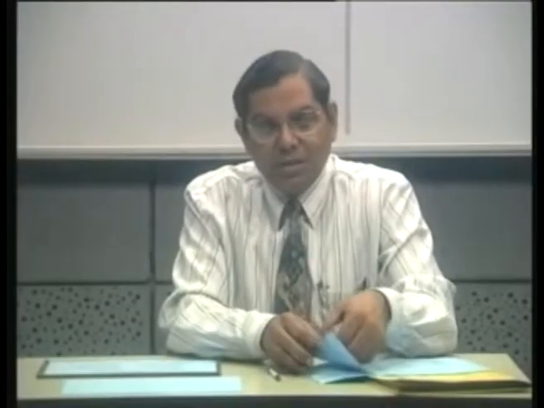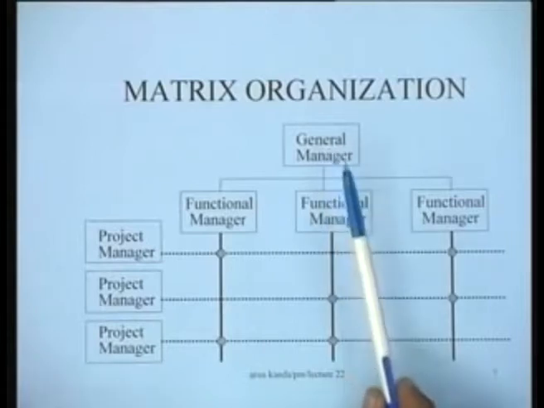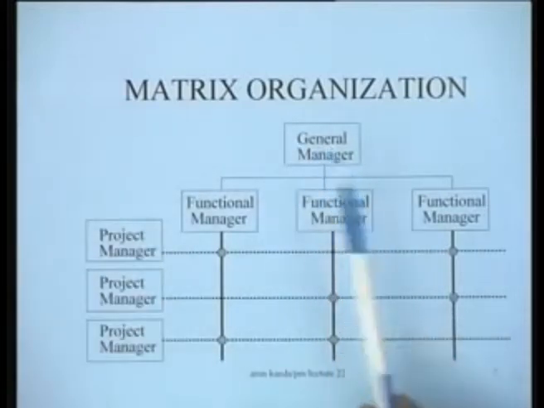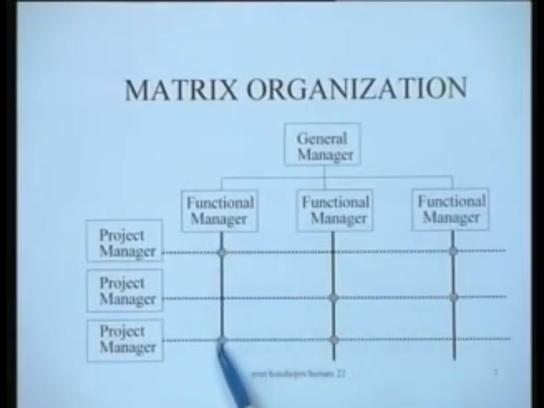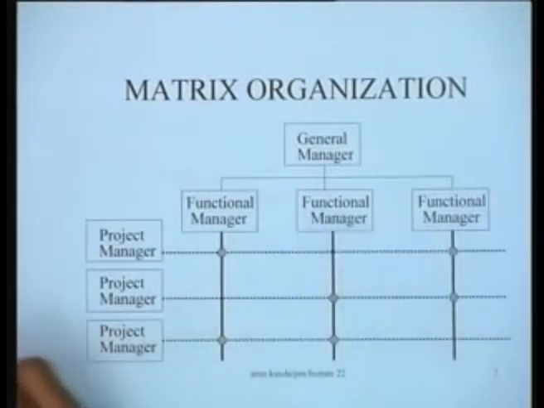So, considering these two extremes, it has been found generally that perhaps the matrix organization is considered to be the best. Now, let us see what a matrix organization is. When you talk about a matrix organization structure, typically it is something like a functional organization. There is a general manager and there are different functional managers, and each of the functional managers has under him different levels of people reporting, and through this he gets the information pertaining to a particular function.